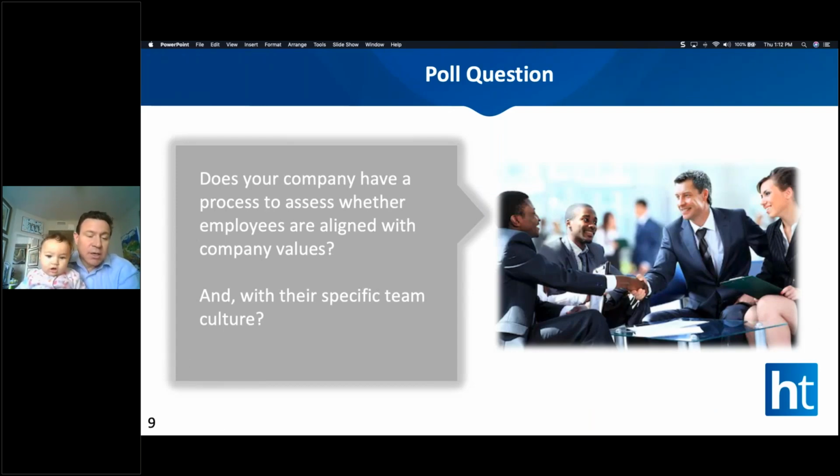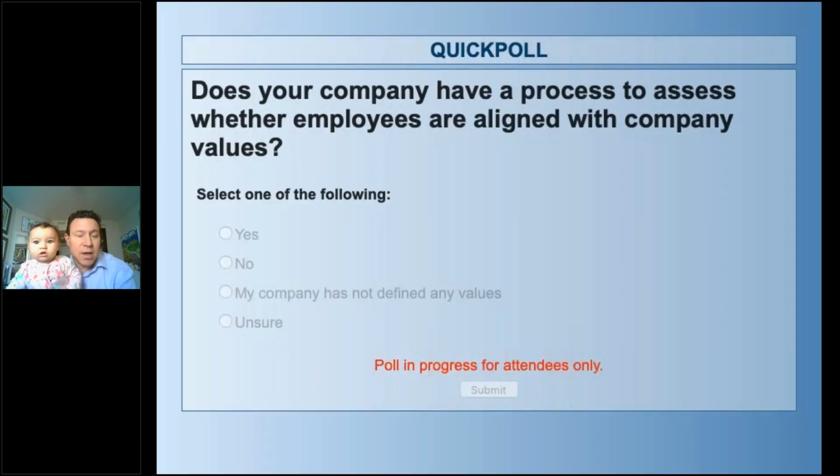We have another poll question here. Does your company have a process to assess whether employees are aligned with their company values? And a separate question with their, okay, well, let's start with the first question. Go ahead. Yeah, so the first question is in relation to your company values. The second question is going to be in relation to your team. So same question, but one's at the company level, one's at the team level. This first one looks like it's collecting responses now. So we'll give it about 20 seconds to get our votes in.